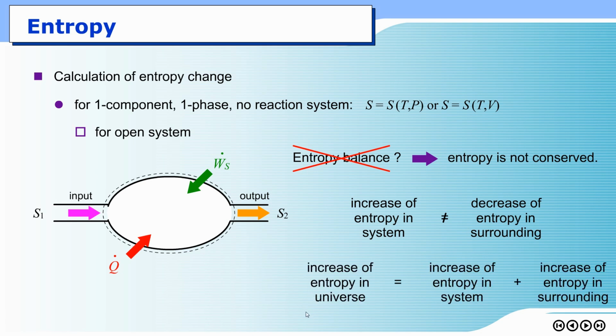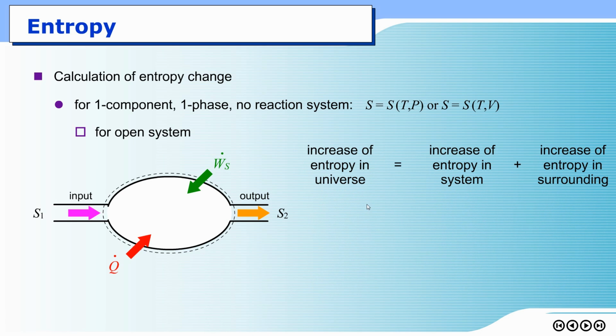Instead, we can say that the increase of entropy in the whole universe can be divided into two regions. First is the increase of entropy within the system, the white area here, and the next is the increase in entropy in the surrounding. So let's say we have plus 50 units of entropy increase in the system, and another plus 20 units in the surrounding. Therefore, the total entropy change of the whole universe will be 50 plus 20. But this particular equation is not conservation of entropy at all.